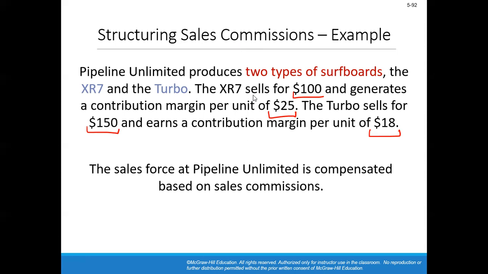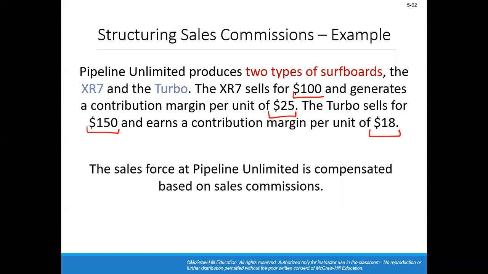Turbo more. The clear reason is that the Turbo sells at a higher price, and if the sales commission is multiplied on this price, it will be a greater amount. So I will get more sales commission if I sell more Turbo. But for the company, which one is contributing more margin, XR7 or Turbo? The XR7 is giving more contribution.